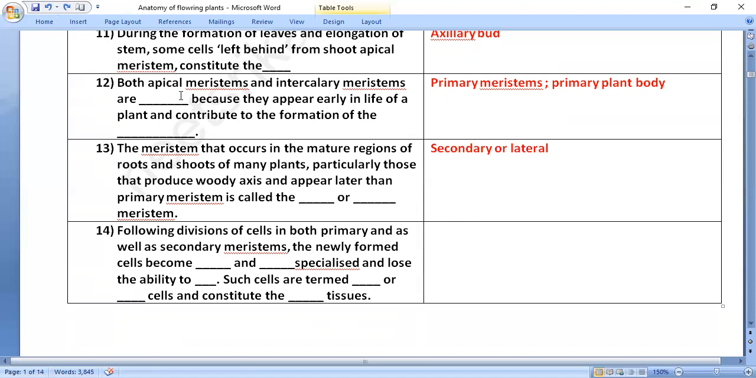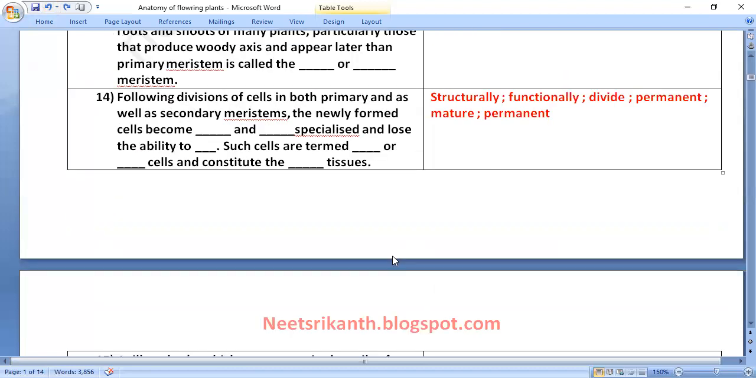Following divisions of cells in both primary as well as secondary meristem, the newly formed cells become structurally and functionally specialized and lose the ability to divide. Such cells are termed mature or permanent cells, and constitute the permanent tissues.